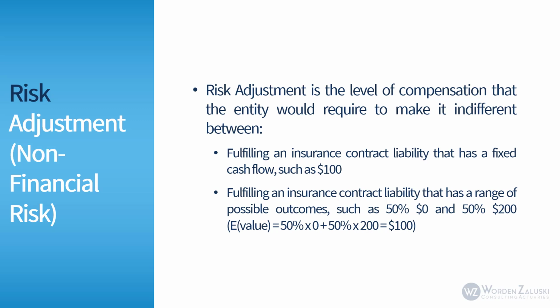So the company would have a certain level of risk aversion, and if you're risk averse, you would likely take the certain scenario. But there might be that compensation, maybe if you had 10% more or 50% more or 100% more, you would be indifferent between taking a fixed $100 or a potential $100 on an expected value basis. And that level of compensation will vary from entity to entity, and that requires disclosure in the financial statements around the confidence level associated with that risk adjustment.